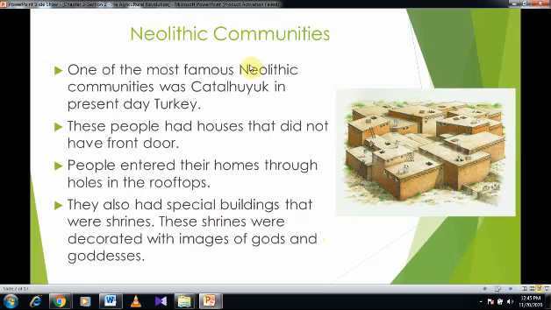In the Neolithic communities, one of the most famous was Catalhuyuk, which was in present-day Turkey. The people who lived there had houses, but these houses did not have front doors, as you can see in the pictures. Instead, people entered their houses through holes in the rooftops. They also had special buildings that were shrines or temples. These shrines were decorated with images of gods and goddesses.